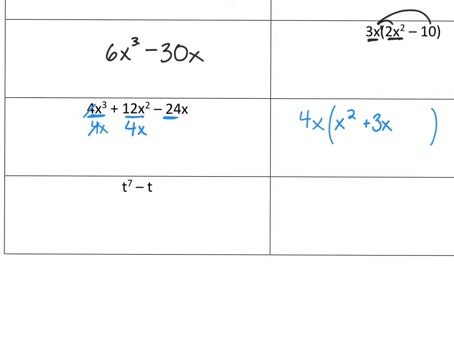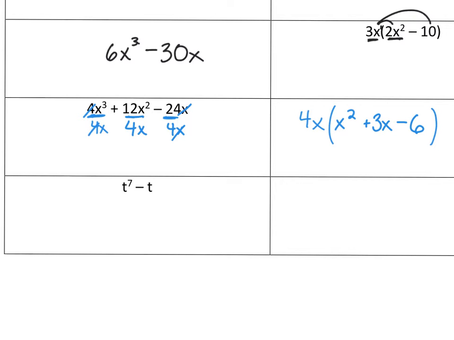And then last but not least, negative 24x. When I take out a 4x, what is going to be left? Yep, negative 6. But is there an x left? Nope, they cancel. So just negative 6. And that's my answer. Okay? Questions on that? Sweet. Okay, I want you to try the next one.